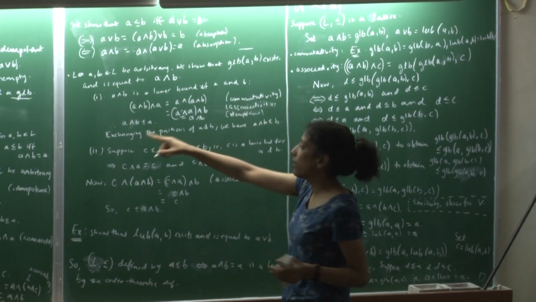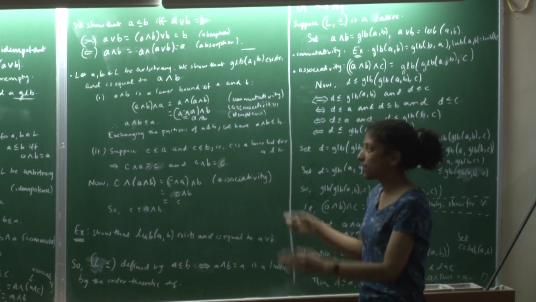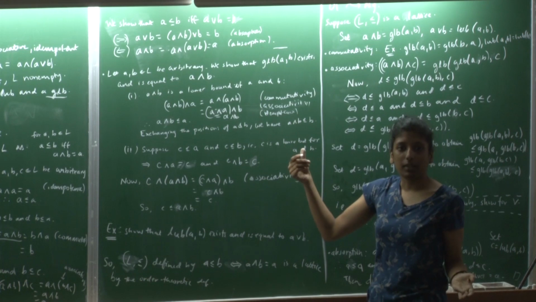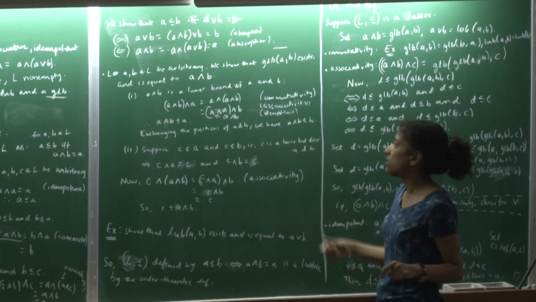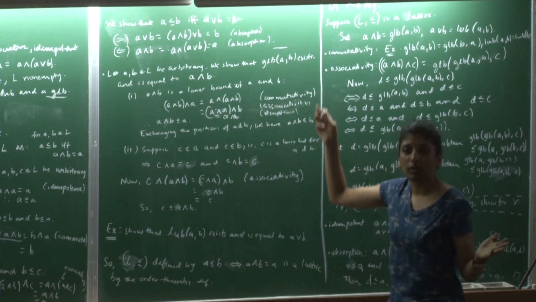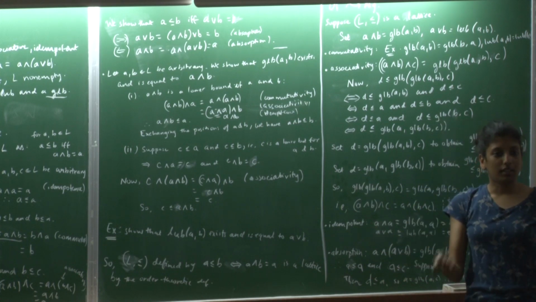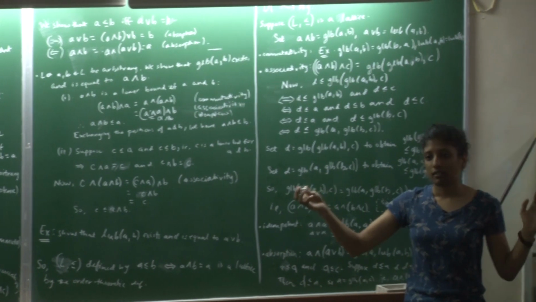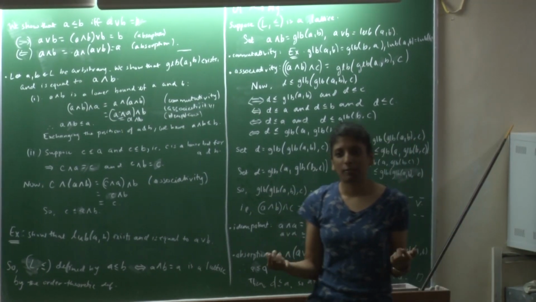Right, so you get that A meet B is less than or equal to A. Now you exchange the positions of A and B over here. You follow the same argument. You'll get that A meet B is less than or equal to B. So A meet B is a lower bound for both A and B. Now we have to show that it is the greatest lower bound. What do we have to do then? How do we show that something is the greatest lower bound?